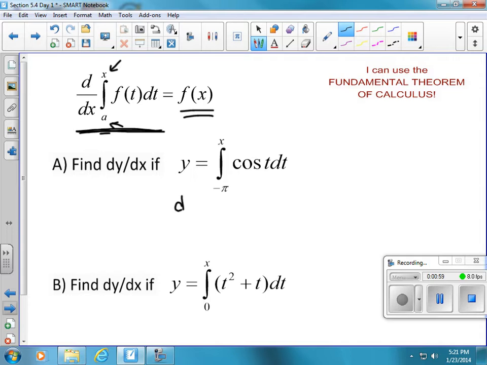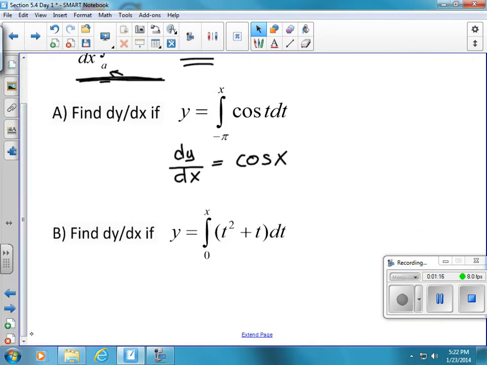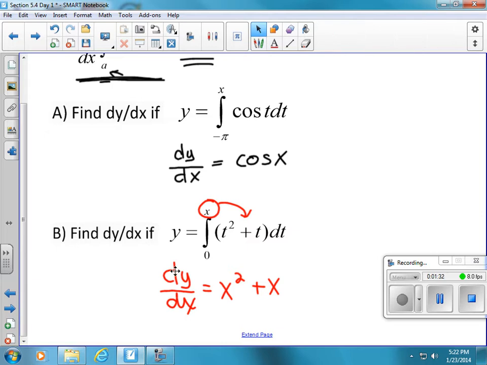So, taking the derivative of the integral of cosine of t is just equal to the cosine of x. That's the derivative with respect to x. The same simple process holds true in example B. We take the derivative with respect to x, and all we do is plug our x into our function. So we have x squared plus x. Sounds too simple, right? Well, it is.